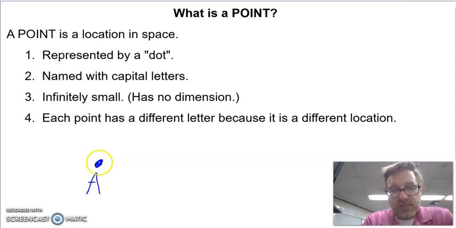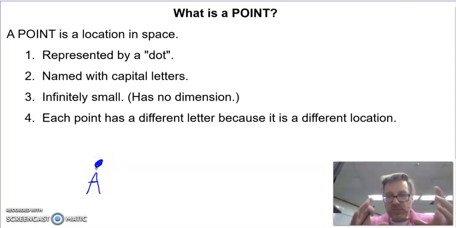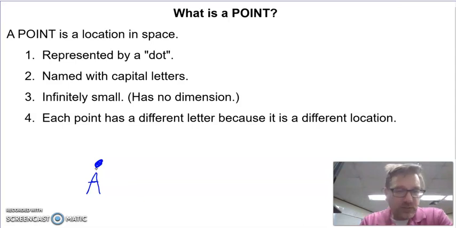Now, this dot right here is way bigger than that dot actually is. It is infinitely small. Points have no dimensions. It is so tiny, we can fit a bazillion points right there. And we never know which one it is.